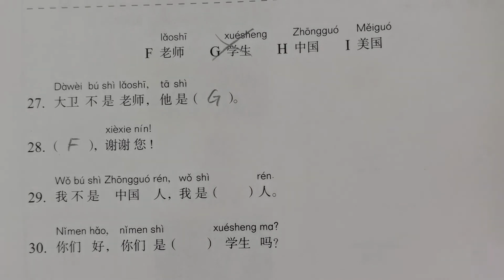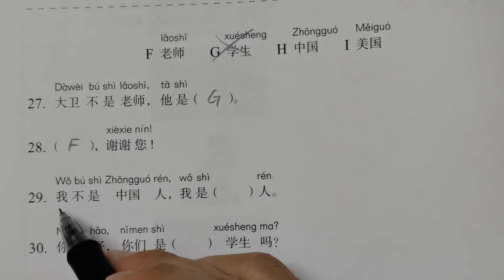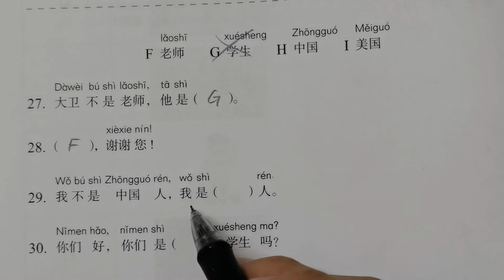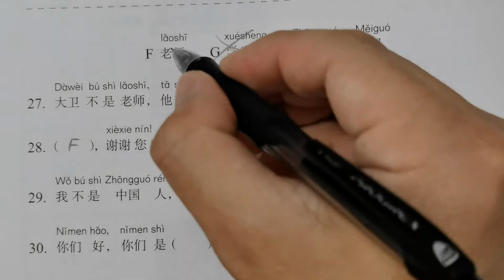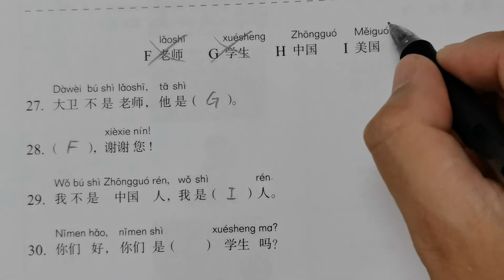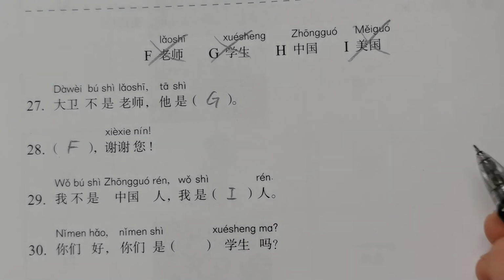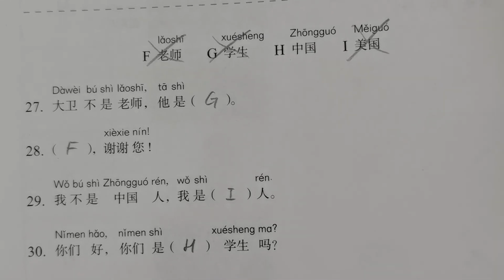And then 29. 我不是中国人，我是什么人. If I'm not Chinese, I will be American. So 29 is I. 美国. So the last answer would be H. 你们好，你们是中国学生吗? Hello everyone. Are you all Chinese students? So this was H.